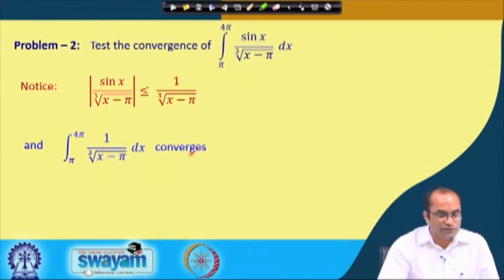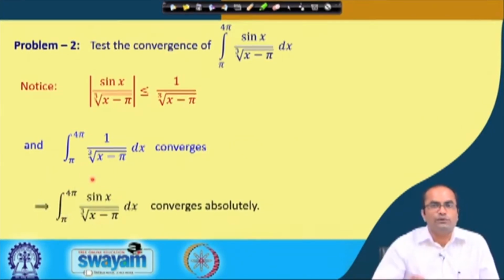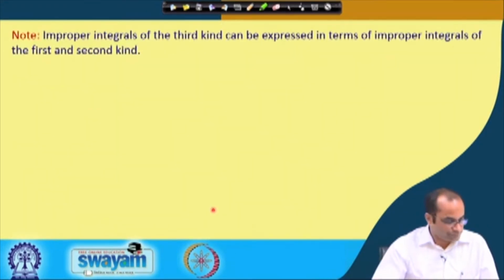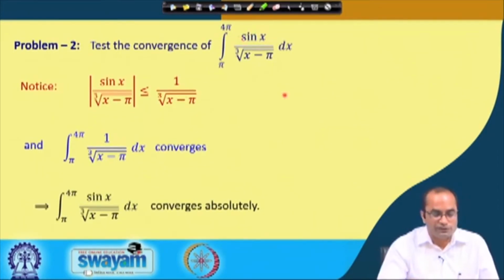So, this converges, and in that case the integral from pi to 4 pi of sin x over the cube root of (x minus pi) converges absolutely. This means definitely that the integral converges, because absolute convergence implies the convergence of the integral.